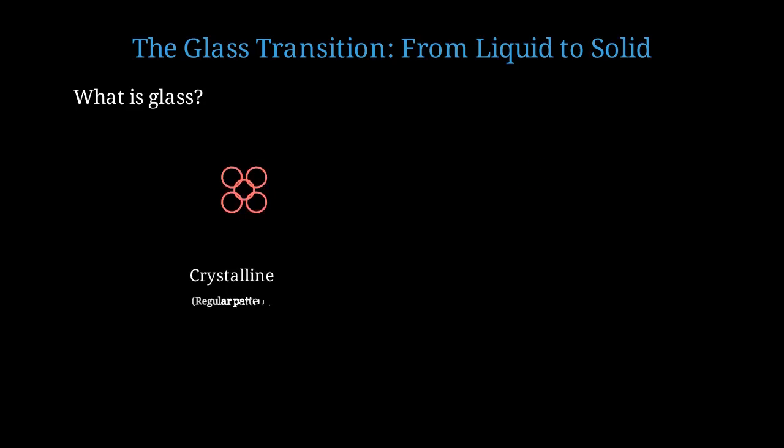Now let's discuss one of the most important concepts in candy making, the glass transition. This is a material science phenomenon that explains why hard candies are hard. First, what is glass? Glass is not a crystal. It's an amorphous solid. The molecules are frozen in a disordered, liquid-like arrangement without forming a regular crystal lattice. On the left, we see crystalline structure with regular, repeating patterns. On the right, we see amorphous glass structure, where molecules are randomly arranged, frozen in place without crystallizing.